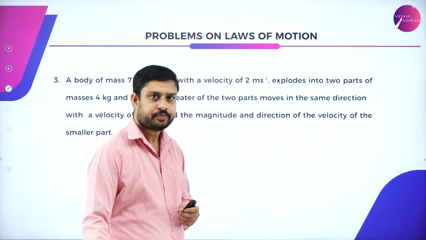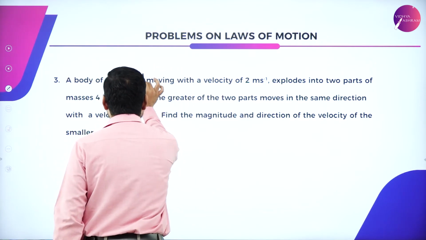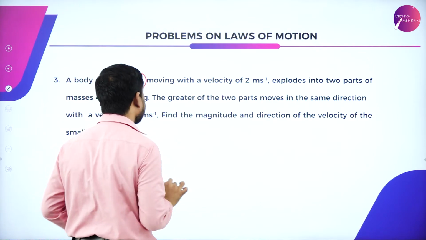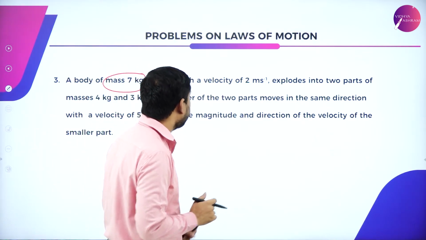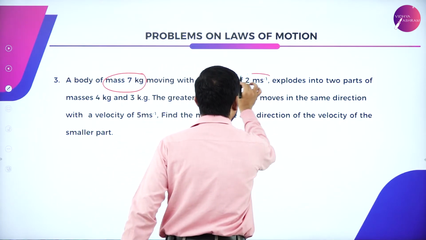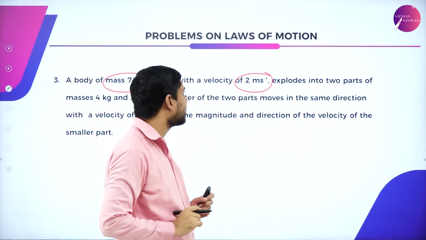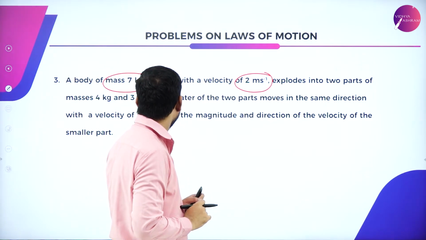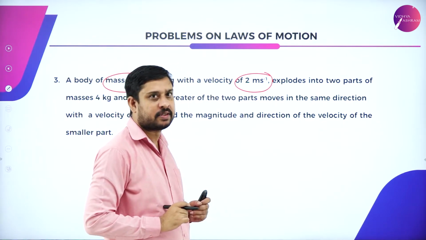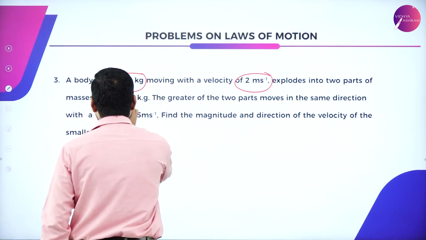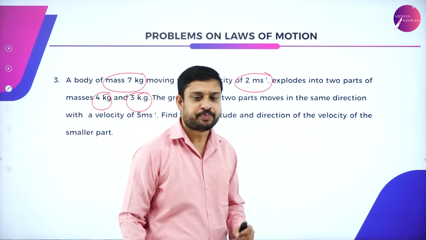Next one. A body of mass 7 kg moving with a velocity of 2 meters per second explodes into two parts of mass 4 kg and 3 kg.